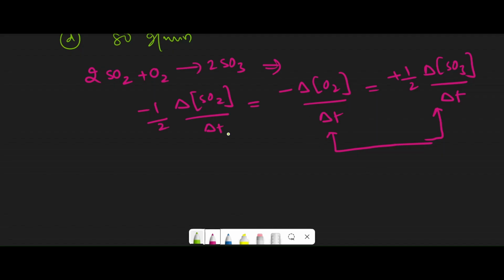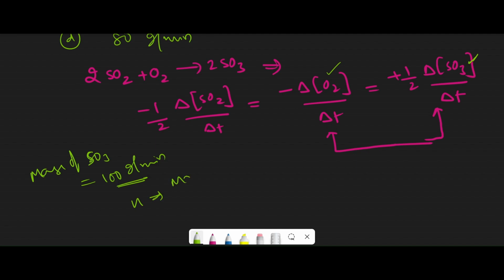So first of all we have to calculate the concentration of oxygen based on the amount of sulfur trioxide. Here we need to convert this amount of sulfur trioxide. They have given the amount of sulfur trioxide formed as 100 grams per minute, right. That means the mass of sulfur trioxide is 100 gram per minute. So we have to calculate the concentration, that means the number of moles.